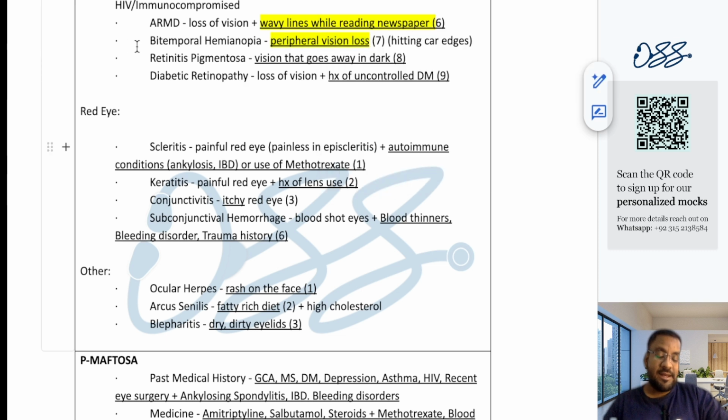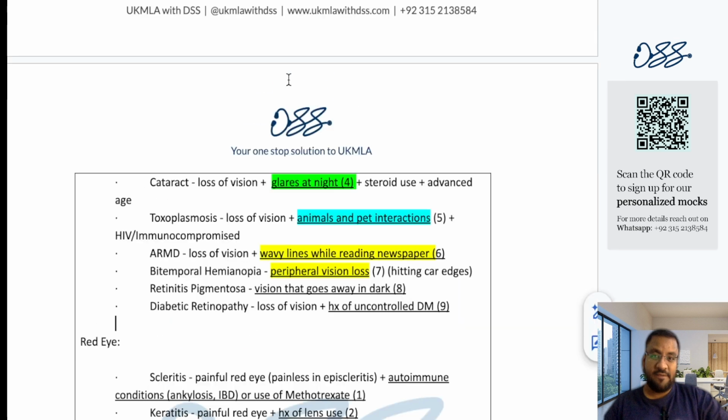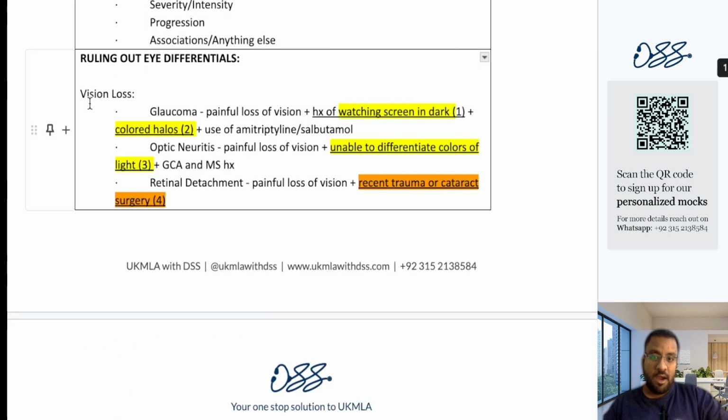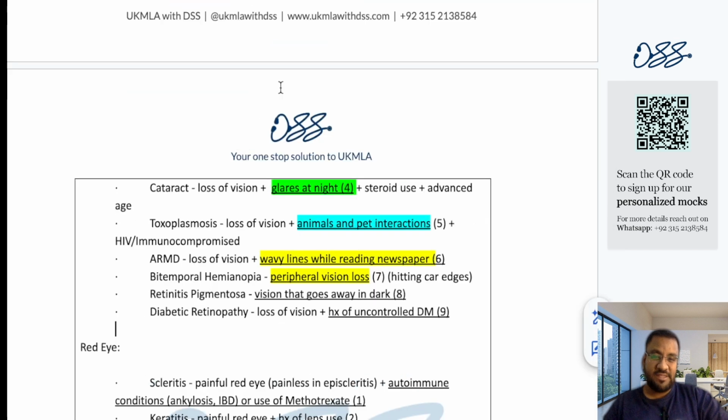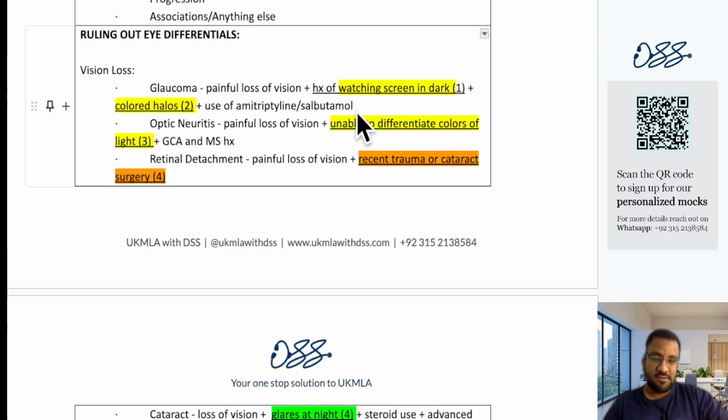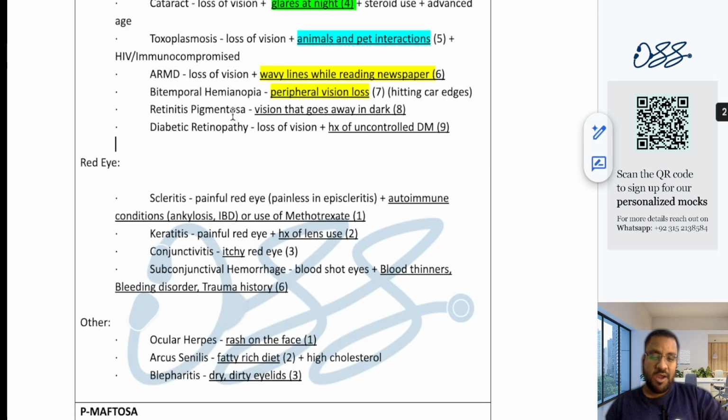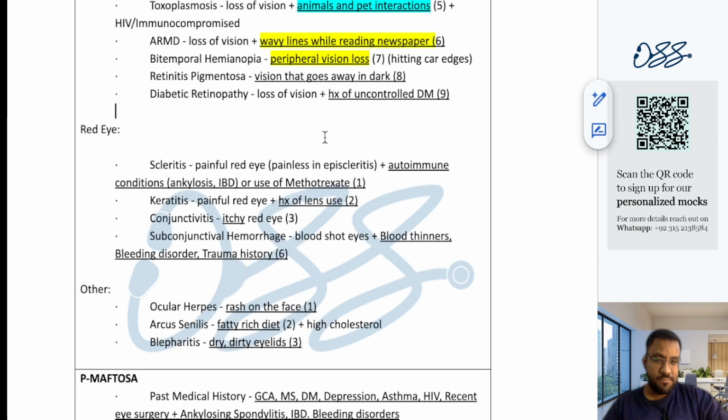Then retinitis pigmentosa. If somebody says that we are having vision loss, and all of these things are negative, you're going to ask about that. Do you feel that you lose your vision at night time and it comes back again in the morning, and in the daytime you are able to see completely fine? So they're going to say yes to this answer. And if they say yes to this particular answer, that means that they are having something called retinitis pigmentosa.